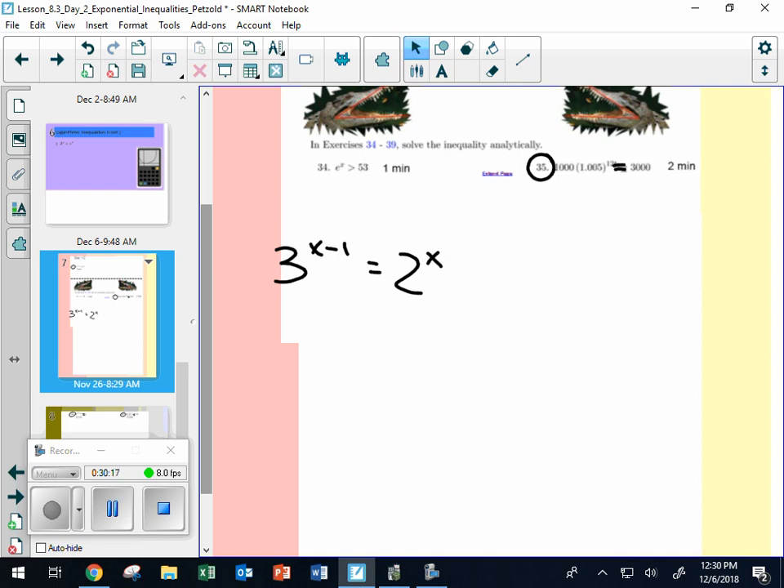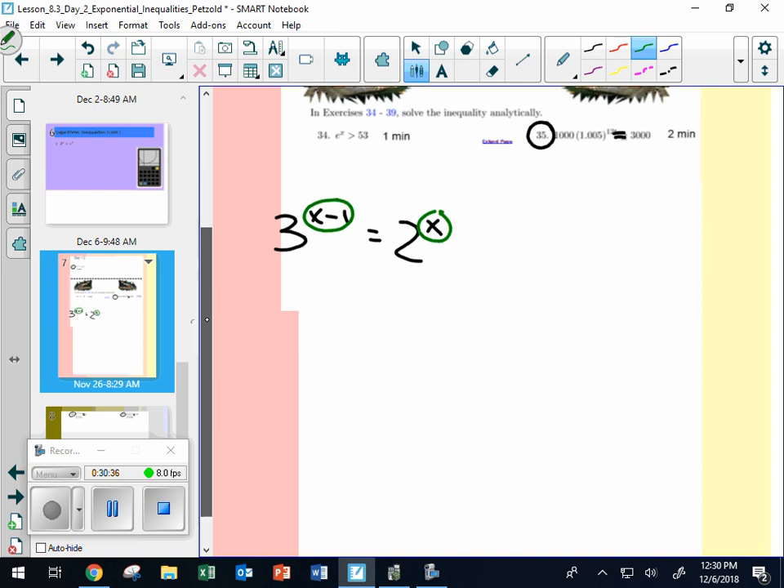Do we have the same base? No. Can we change one of these bases to become the other? No. If we can't do anything to either of the bases, and we have exponents that we need in both of them, what should we do to both sides? We should do a logarithm.